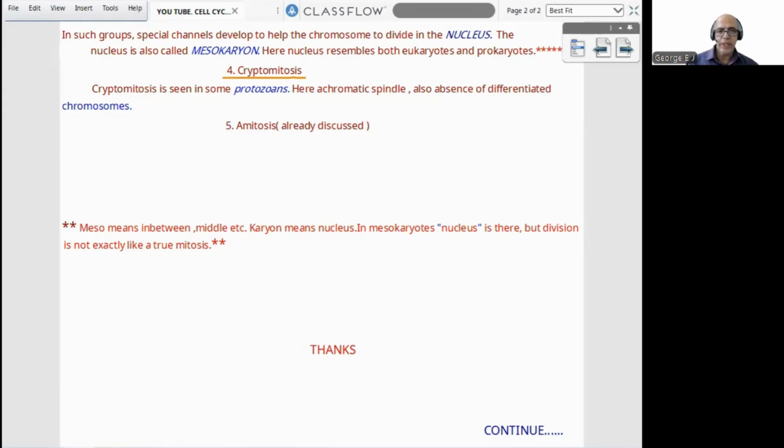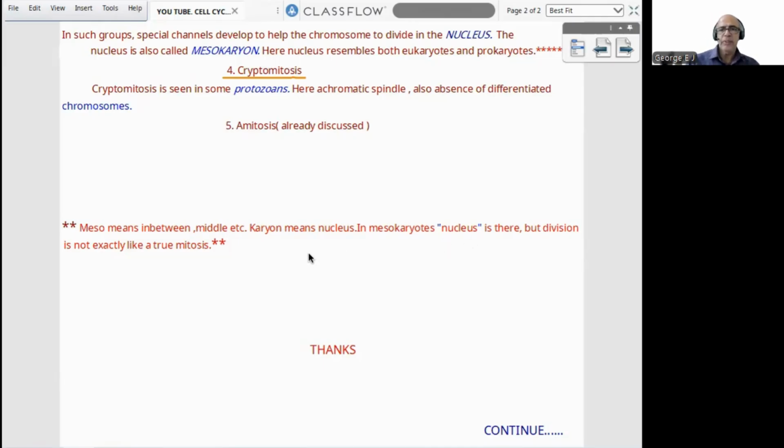See, mesokaryon, a term I already told you in denomitosis. How or why that term? Meso means in between, middle, etc. Karyon means nucleus. So in mesokaryotes, the nucleus, in inverted commas, is there. It may be developed, may not be developed, but a nucleus is there. But the division is not exactly like that of a true mitosis. That is why the term mesokaryote, in between. I think the idea is clear.